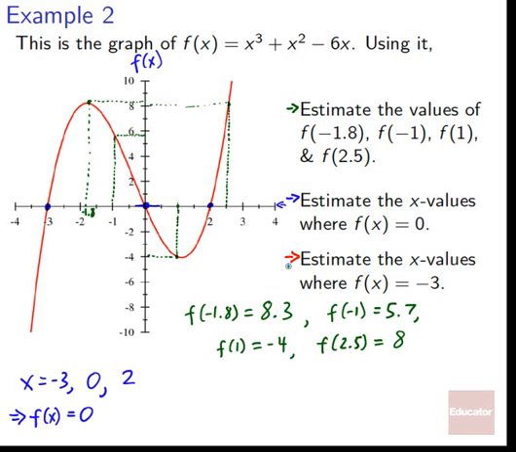Finally, we'll use red for the very last one. Hopefully that won't be too confusing. Estimate the x values where f of x equals -3. So if that's the case, we go to where is f of x -3? F of x is -3, and we want to go and see, here's something. Here's something.